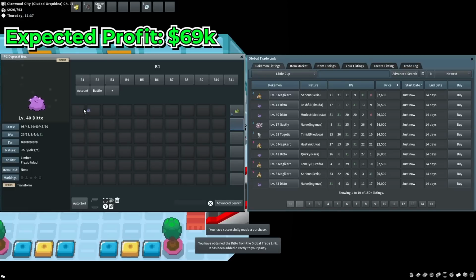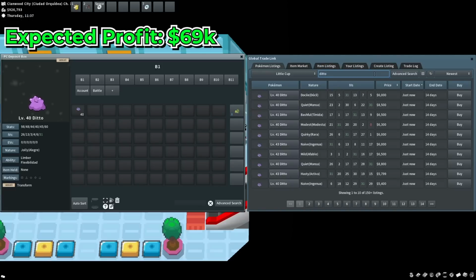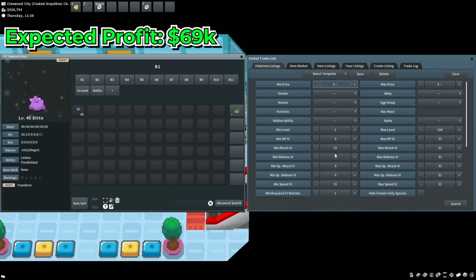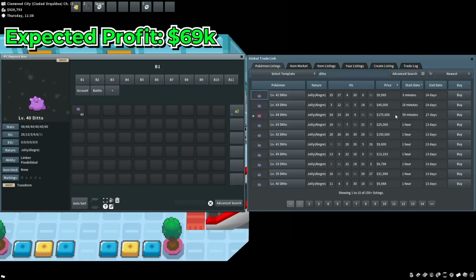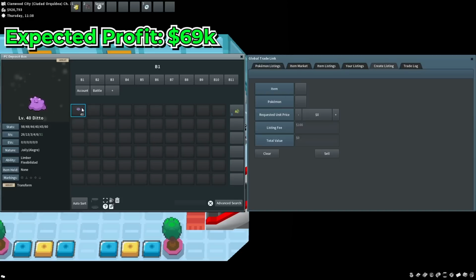Now this was a Jolly Ditto for 3k with 31 here. These usually go for 10k. So if we put Ditto and then 31 in attack and 31 in speed, we can see that yes, it goes for around 10k, so I will underlist this one.